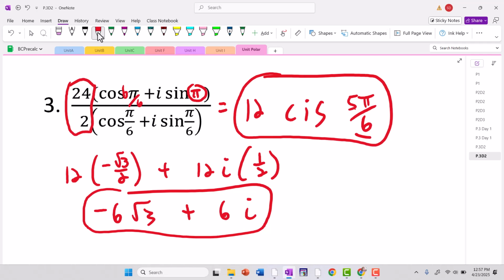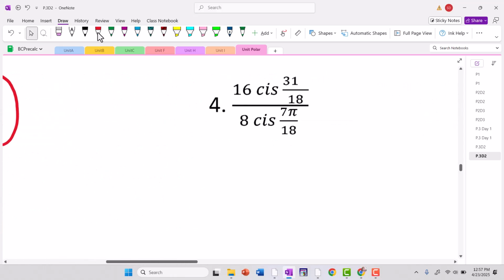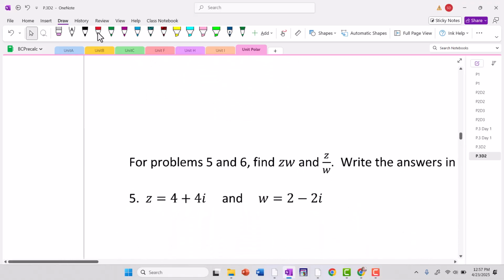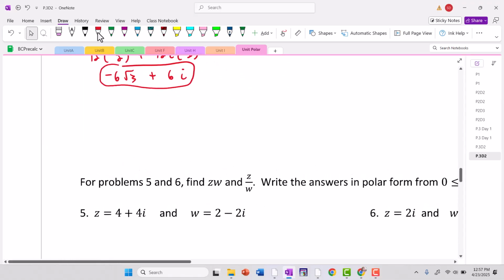Everyone good? Pretty easy, isn't it? Do I have to do this one, do you think? I do have to do... No, okay, good, good. Oh, no.